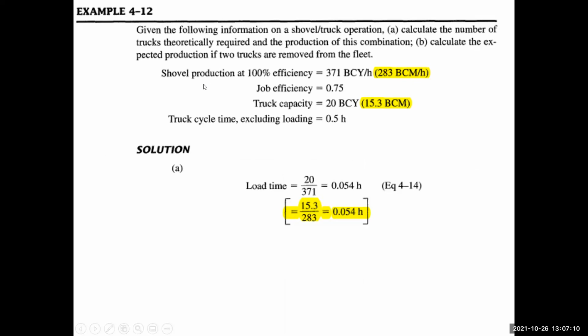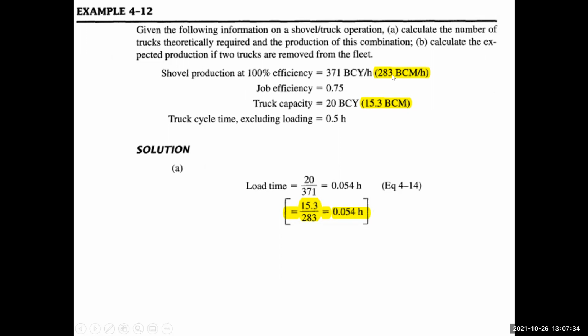For the shovel truck, the data given is that the shovel, which is an excavating machine, and just assume that it is performing at 100% efficiency. It is producing 283 bank cubic meter per hour. The job efficiency is 0.75. The truck capacity is 15.3 bank cubic meter per hour.